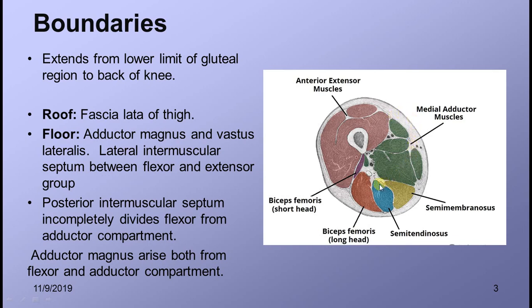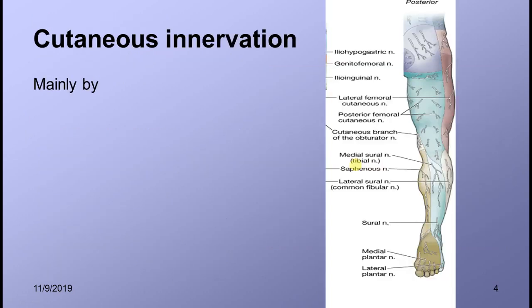Also, kindly make note of this muscle. You are able to see the biceps femoris. This muscle, if you look at it, is very closely related to the extensor compartment. We'll speak about it later.